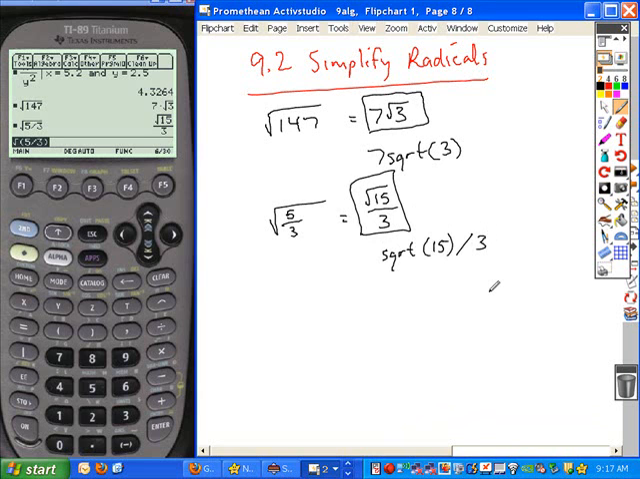And you cannot have a square root in the denominator, and you can't have a fraction underneath a square root. Your calculator already has those rules programmed into it, so it's just a matter of entering the information. The calculator will take care of all the rest. All right, so very basic.